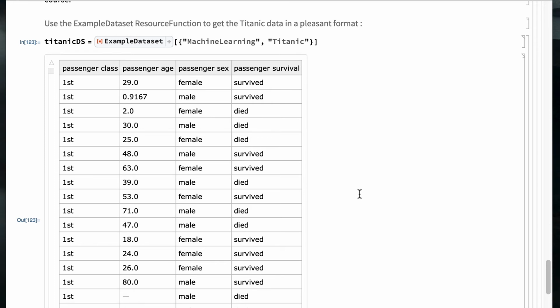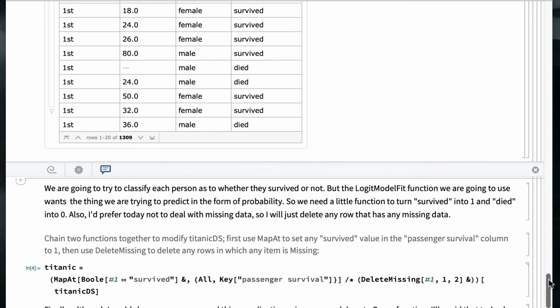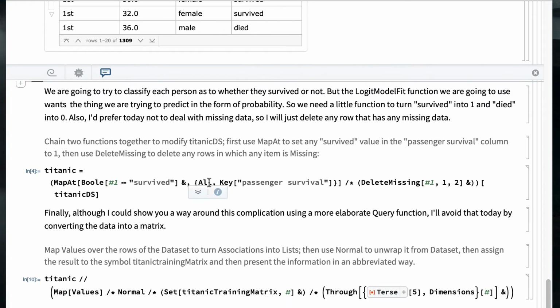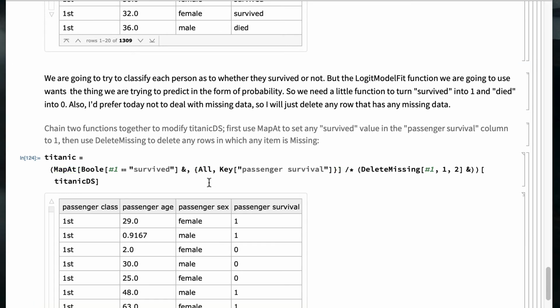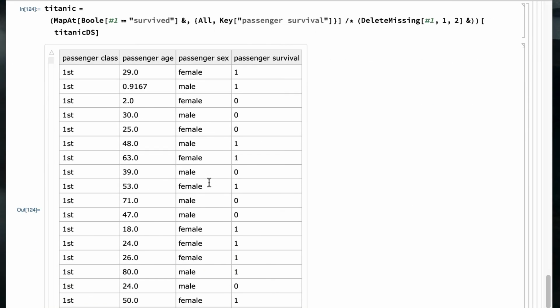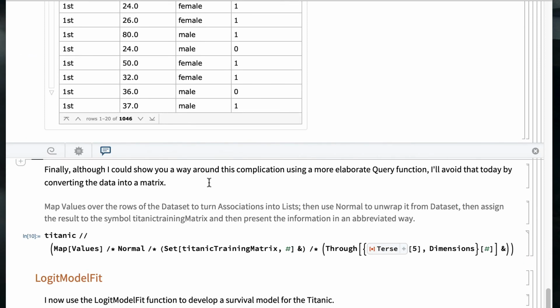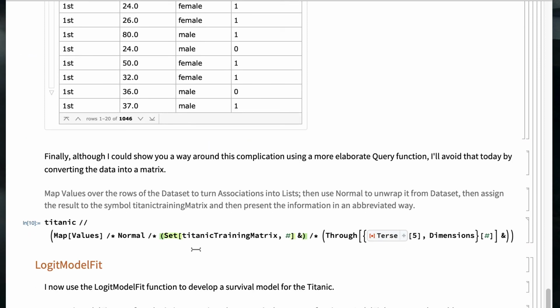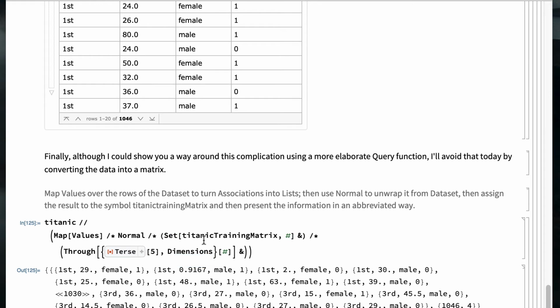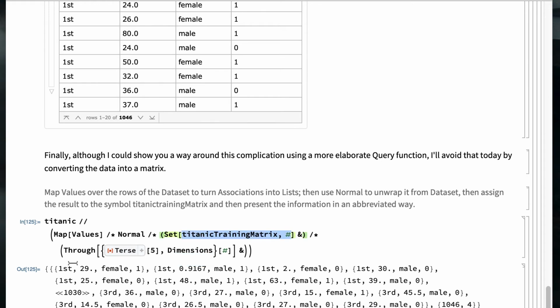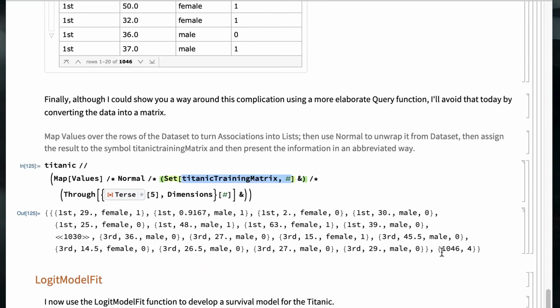You can use logit model fit within the data set framework, but I'd have to teach you something else, and I don't feel like doing it, so let's get it into a different form as a matrix. I don't think this code is very interesting, so just trust me. I'm diddling with the structure of the data set here, and finally I'm going to turn it into a matrix, and we're going to call that matrix Titanic Training Matrix. So here's some of the data, and it's a 1046 by 4 matrix. Okay, so there's our data.